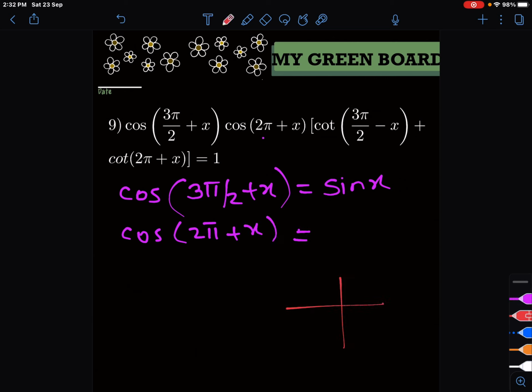Next, we are taking this cos 2 pi plus x. Your 2 pi plus x is coming in the first quadrant, so everything is positive. So you'll get plus cos x. Okay, so you're getting the answer as plus cos x.